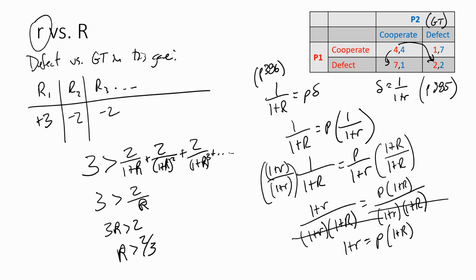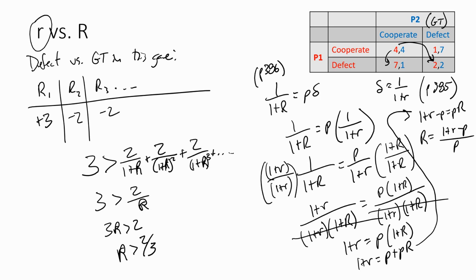Okay. 1 plus lowercase r equals p plus pR. And if I want to solve for R and get R by itself, I'm going to take this up here. 1 plus r minus p equals pR. I've just moved the lone p to the other side. Okay, R equals 1 plus r minus p divided by p, dividing both sides by p, and then flipping them just to rewrite it like this.